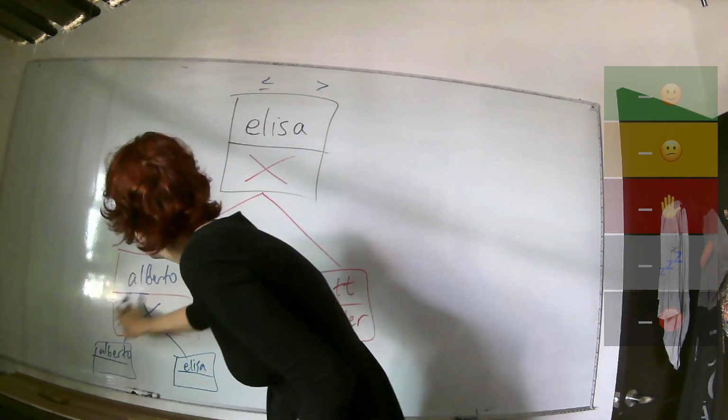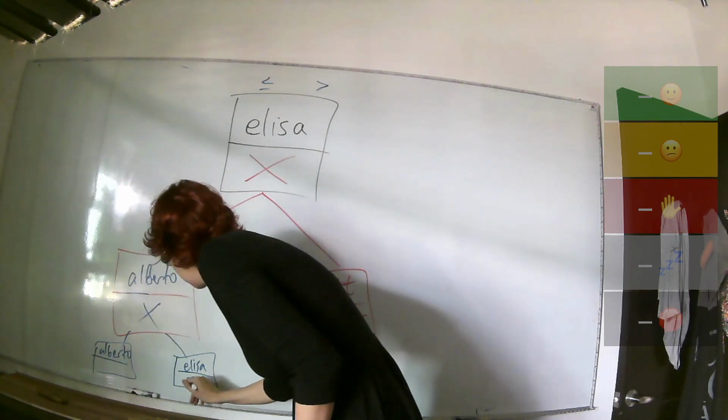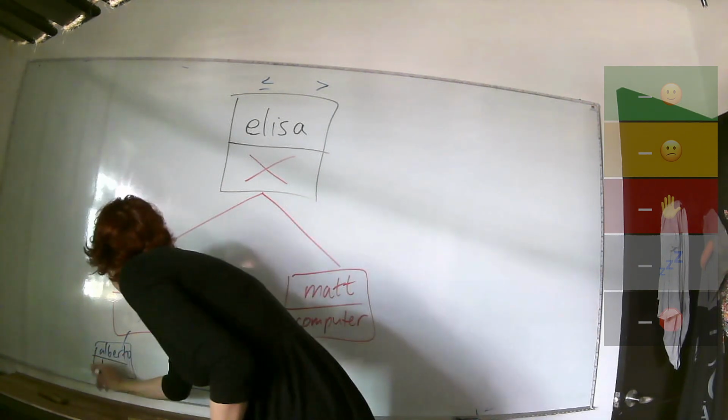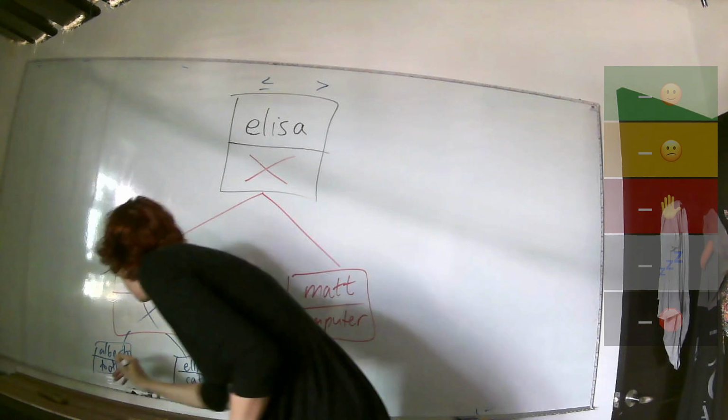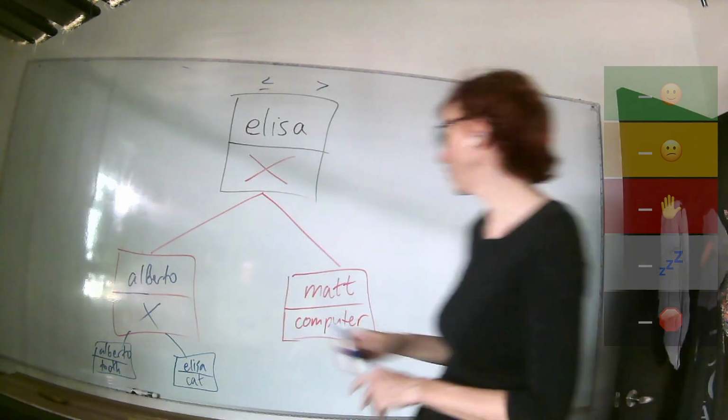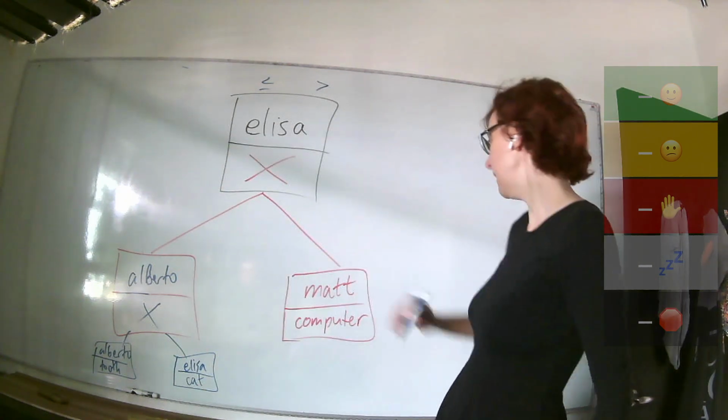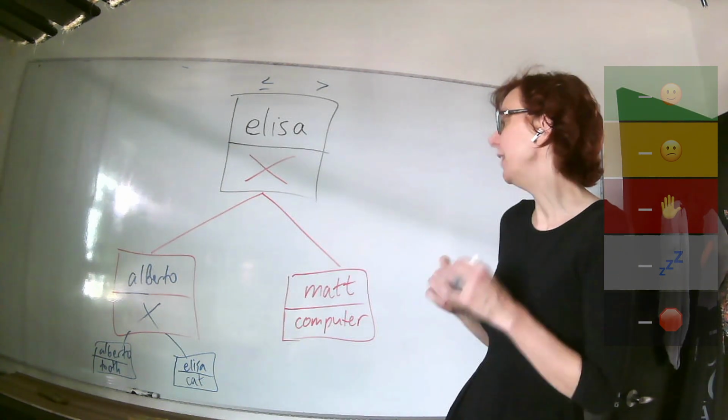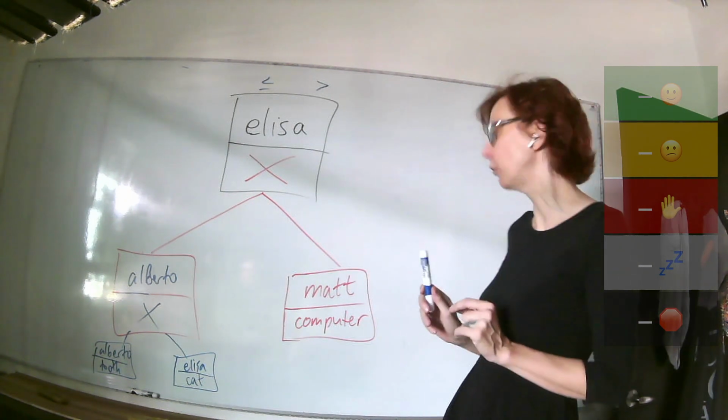So the Elisa cat ends up here, and Alberto's password is going to be tooth. It's going to end up here. So now I have 3 users, Alberto, Elisa, and Matt. So now let's say Elisa doesn't want to have an account anymore. Elisa says, I want to deregister.